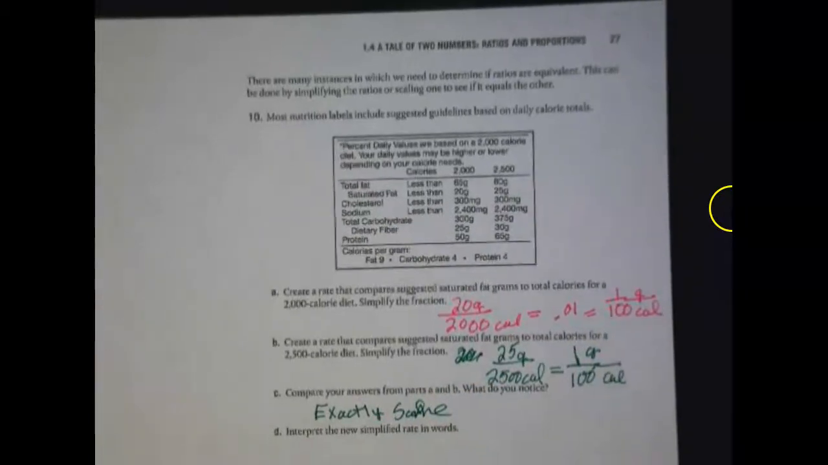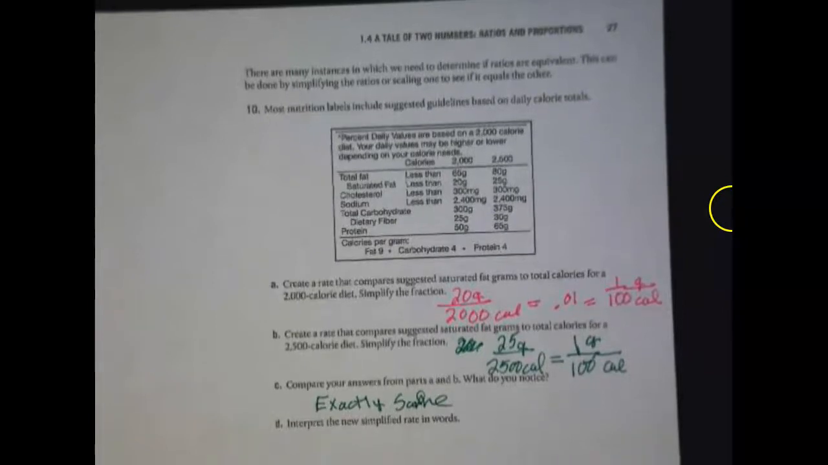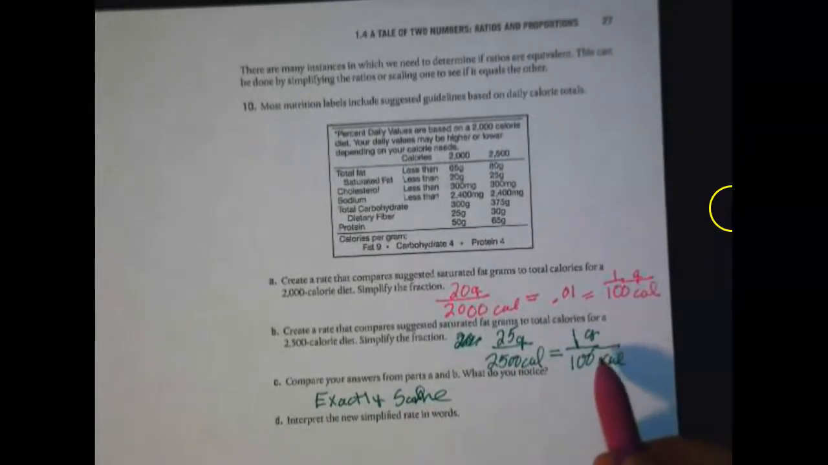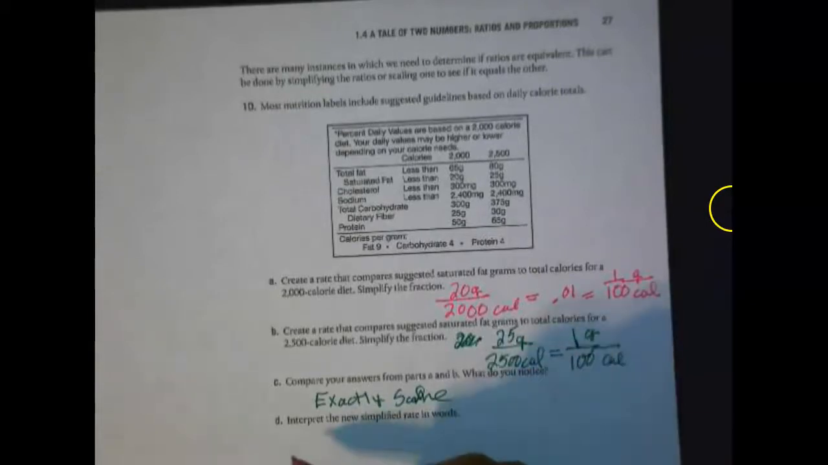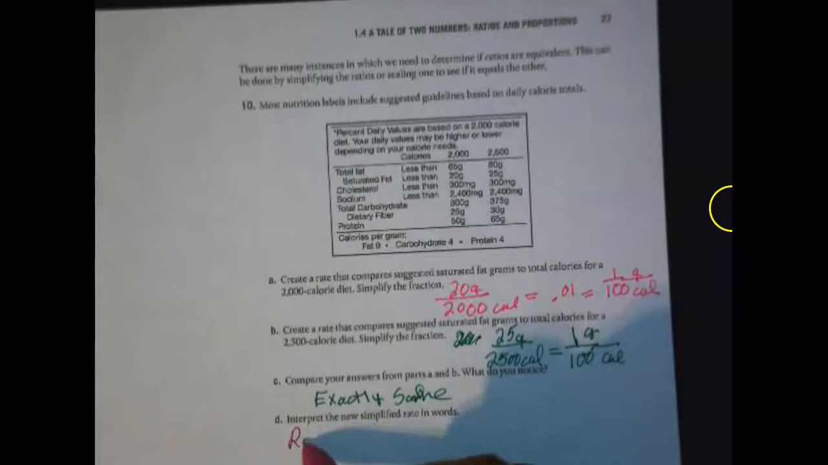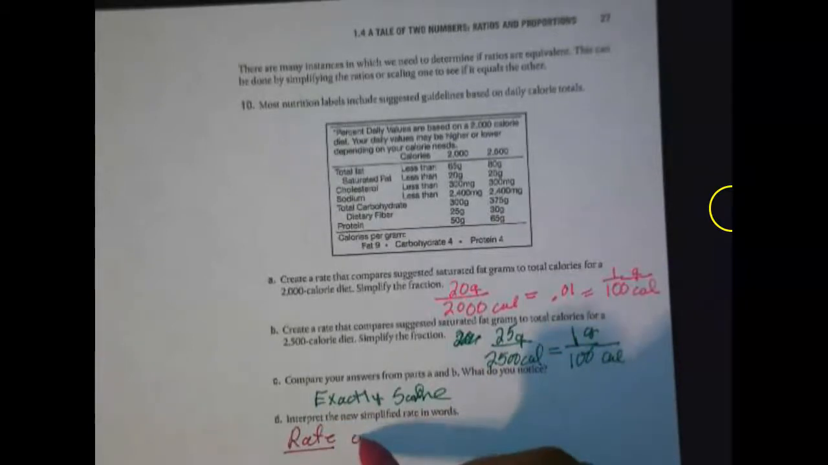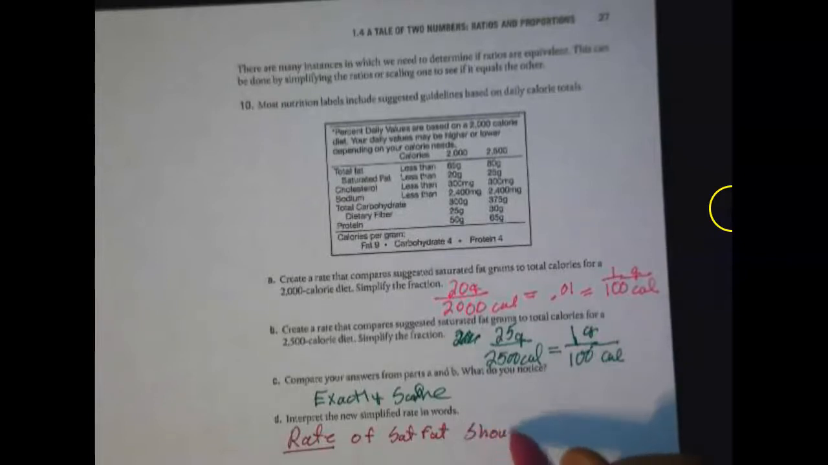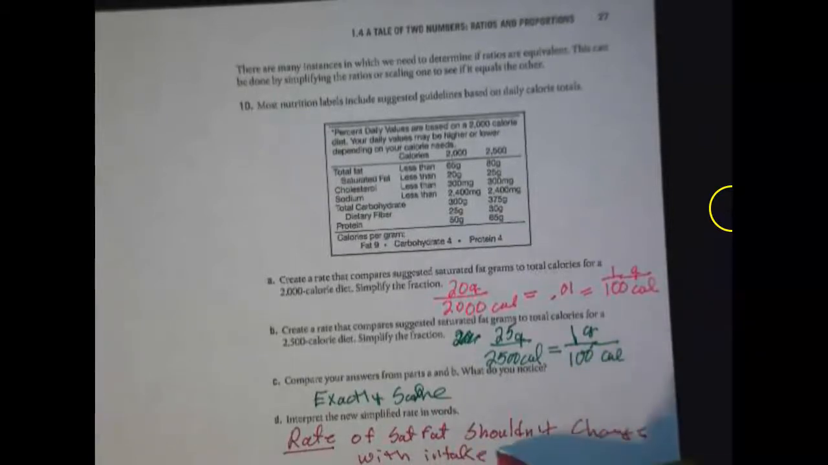Interpret the new simplified rate in words. Well, just because you increase the calories doesn't mean you change the rate. You shouldn't change the rate of saturated fat. So the rate of saturated fat shouldn't change with intake of calories. It should be maintained.